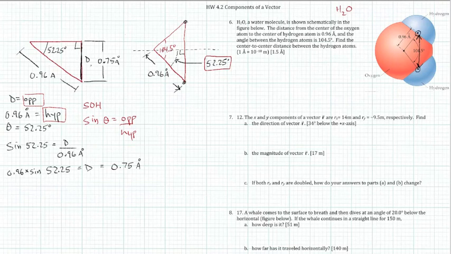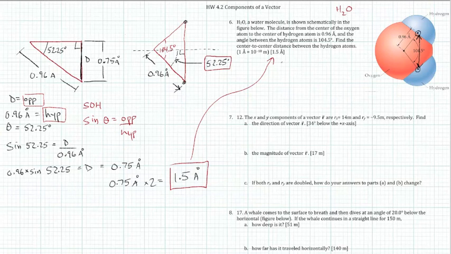That is, we want to double that. So times 2 angstroms times 2 equals, of course, our answer is 1.5 angstroms. That's going to be our distance from one hydrogen atom to the other. 1.5 angstroms. Okay, let's go on to number 7.